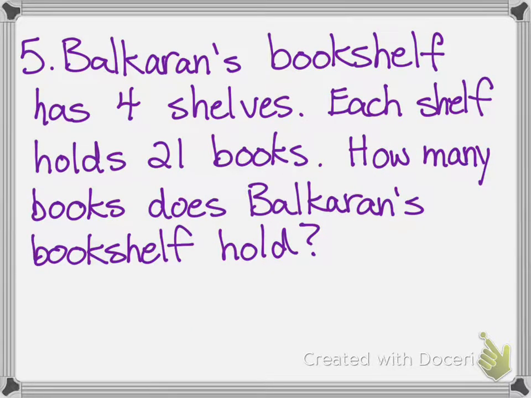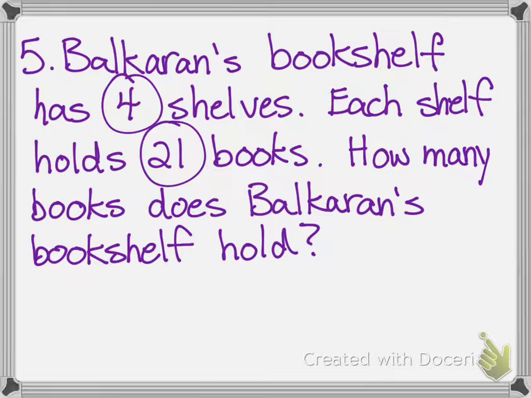Okay, number 5. I bet you did not know this, but Balcarnes bookshelf has 4 shelves. Maybe Balcarnes doesn't even know that. He's just finding out right now. Each shelf holds 21 books. So look at that. Do you have 2 numbers to work with? Sure do. You got the 4 and you got the 21.